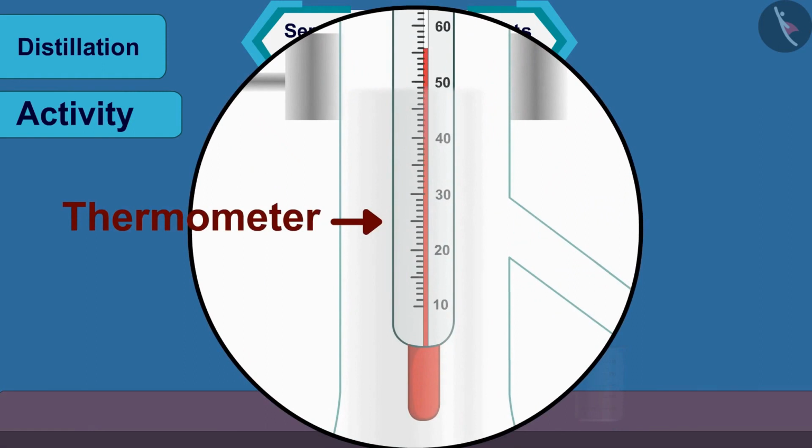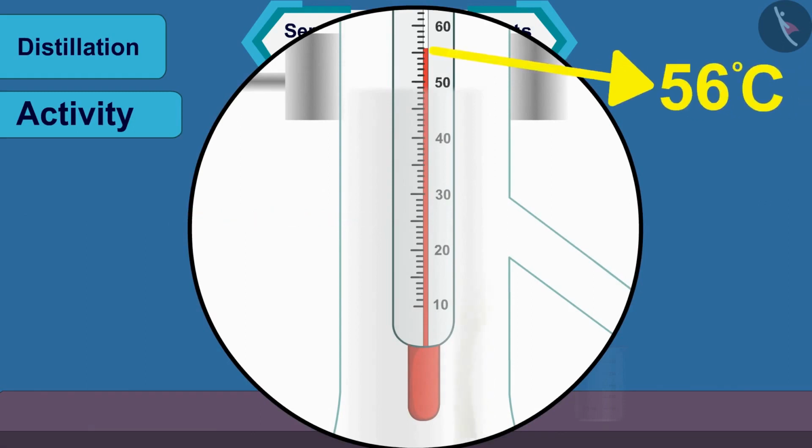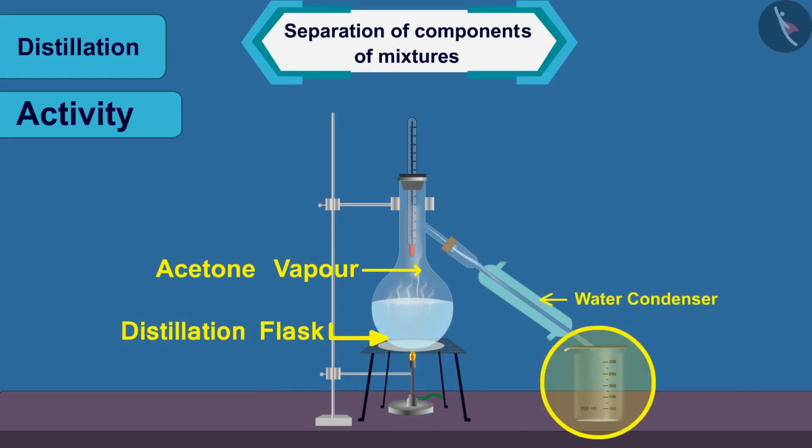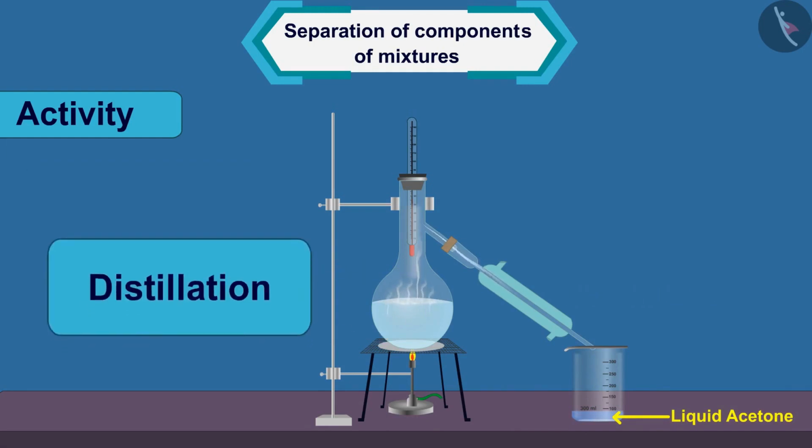Vapor of acetone appears to rise in the flask at approximately 56 degrees Celsius. This acetone vapor passes through the condenser, starts condensing, and accumulates in the beaker in the liquid phase. In this way, we can separate the mixture of acetone and water by distillation.